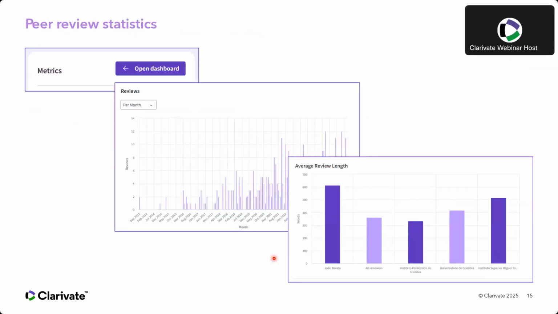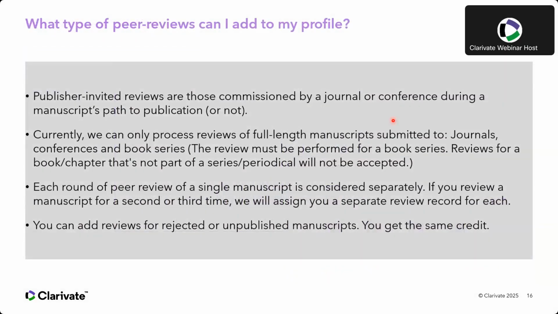Something that I was looking at earlier, shown that already in the Web of Science directly. You can open the dashboard. You'll get those visualizations, number of peer reviews per month, and the average review length. So now the question is, if some of you have done peer review, how can I make this type of activity visible in my profile?